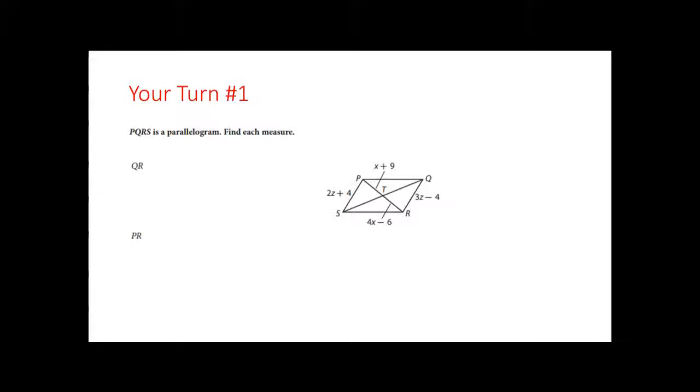All right, so your turn number one, go ahead and find me the length of QR, and then find me the length of PR, which is that diagonal. Notice that x plus 9 is really just representing PT, and TR is represented as that 4x minus 6 expression. So just be aware of what they give you, okay? And also, what do you know about QR in relation to PS, right? So those are my hints right there. I just gave them to you. Go ahead and solve for your variable, plug it back in, and you'll get your answers just fine.